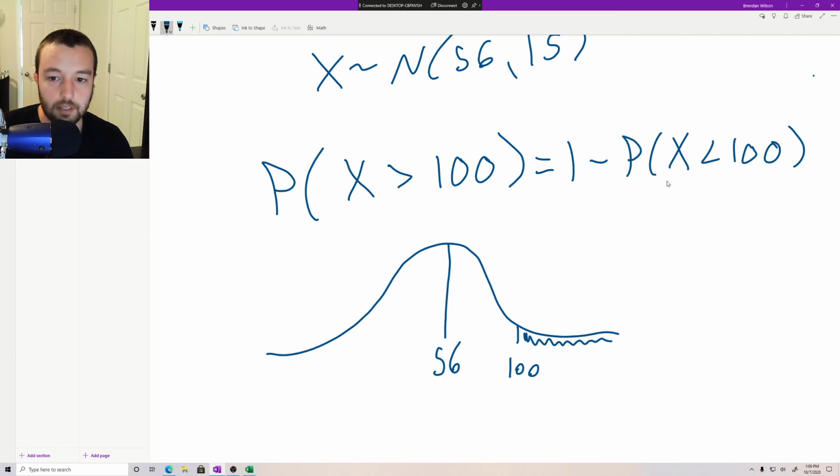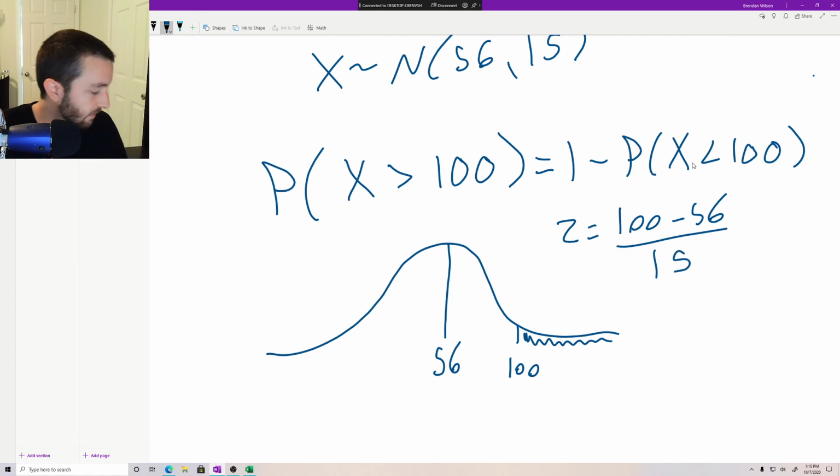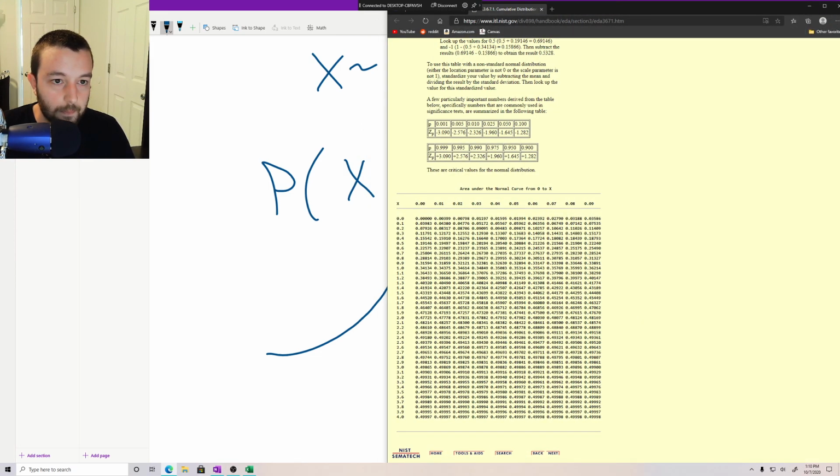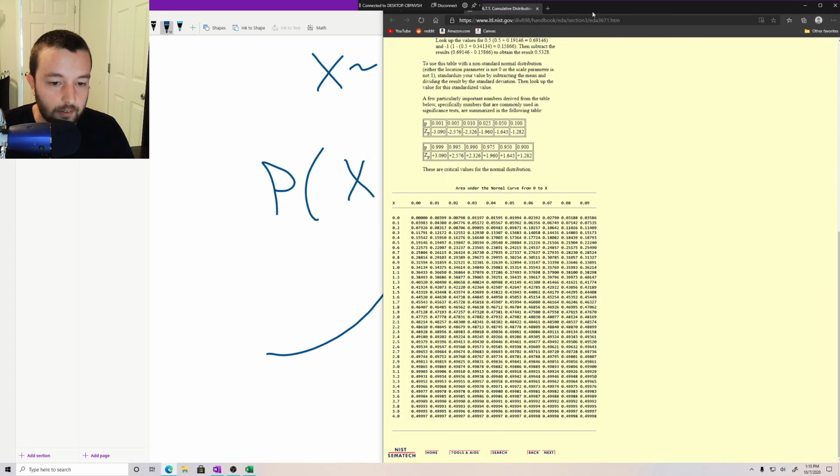So let's use the table to find this, but we can't use the 100. We have to standardize it first, right? So our z-score is 100 minus 56 divided by 15, which is going to be 3.73. So if we go to the cumulative table, okay, this is the table that gives us from the middle to the number, so we would have to add 0.5 to it. That's fine though.